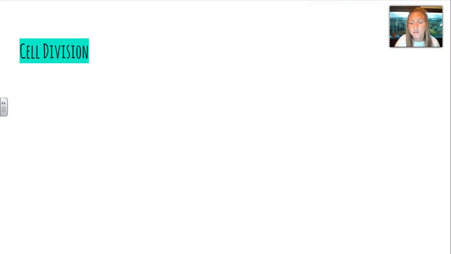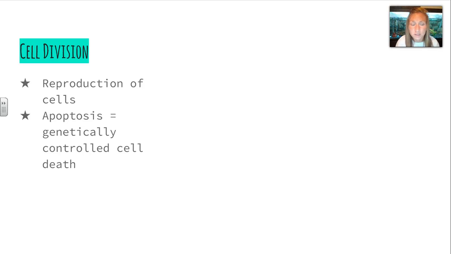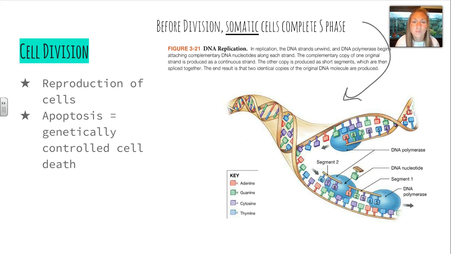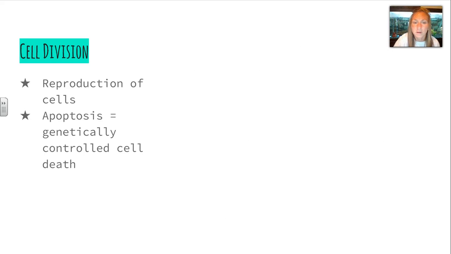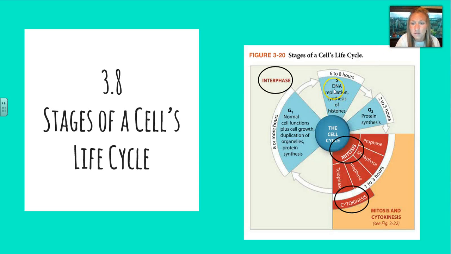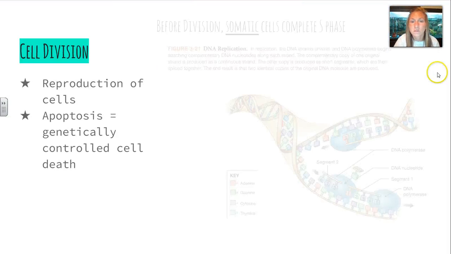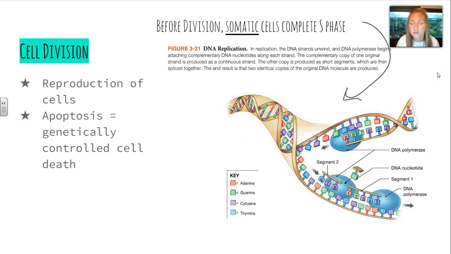Okay, so cell division is a reproduction of cells, and there's also this genetically controlled cell death that can happen if there is a problem with the cell, and that's called apoptosis. So before division can happen, though, somatic cells must complete S phase, which, if you remember, if I go back to that picture we just looked at, S phase is DNA replication. So, DNA has to unzip and replicate so that you have double the amount of DNA, so that when those two cells separate, you have those two daughter cells, they come out with the same amount of DNA.